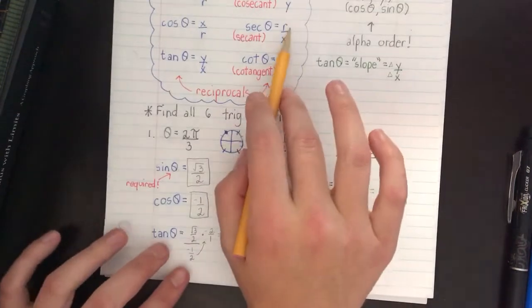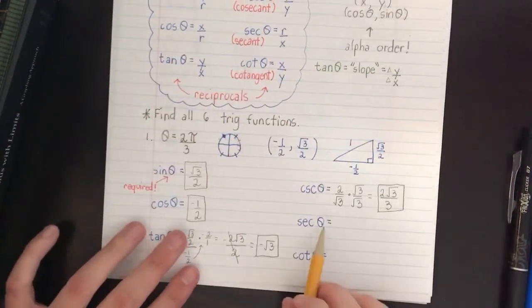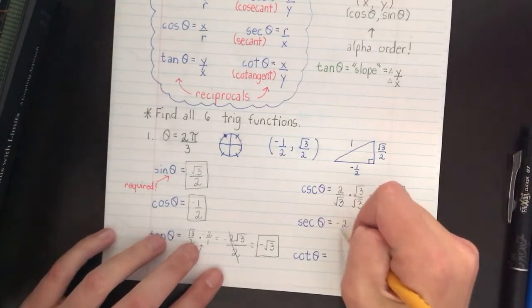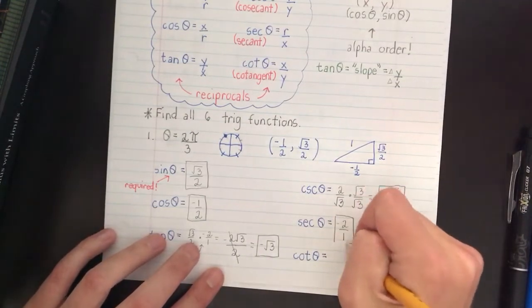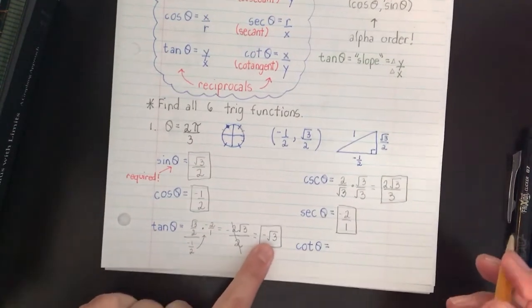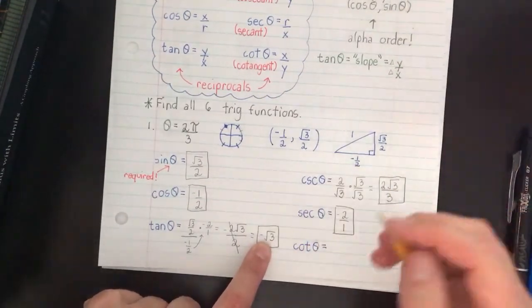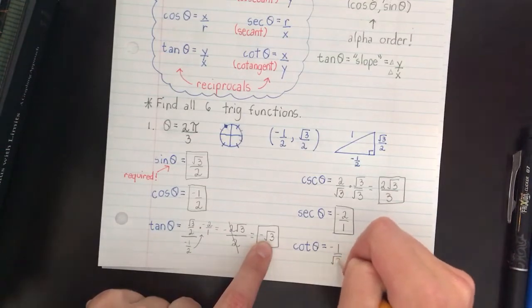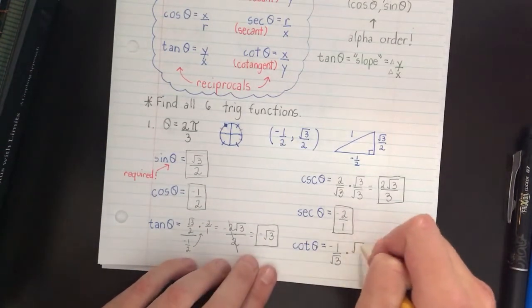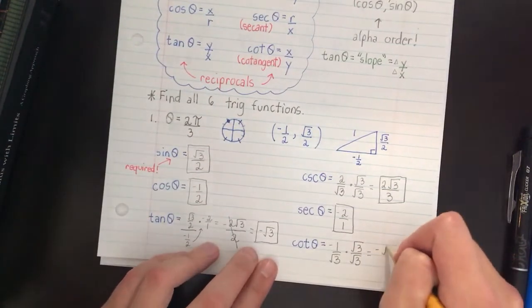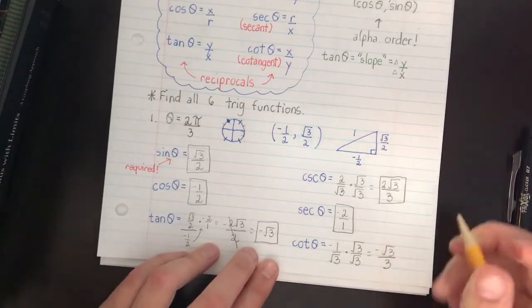Remember that secant is the reciprocal of cosine. So in other words, the reciprocal of the x value. So that would be -2 over 1. And then cotangent is the reciprocal of tangent. So I'm going to look at here my rationalized version. So I'm going to reciprocate that. That would be -1 over square root of 3. And again, you have to rationalize. Times by square root of 3 over square root of 3, which equals negative square root of 3 over 3.